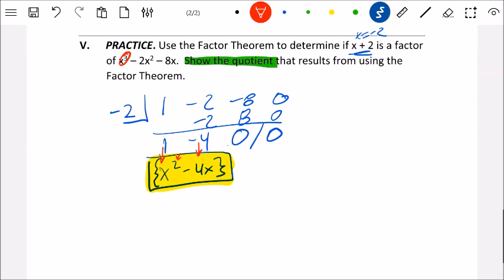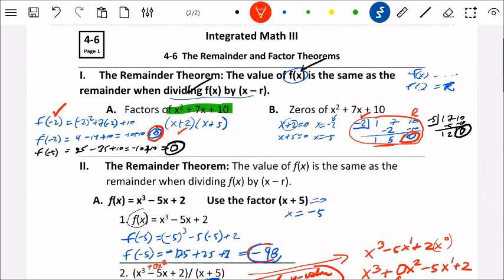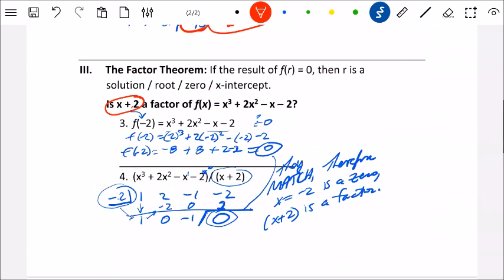Well, hopefully that helps with recognizing using the remainder theorem and the factor theorem. In fact, I should put down here, the factor theorem is that one.